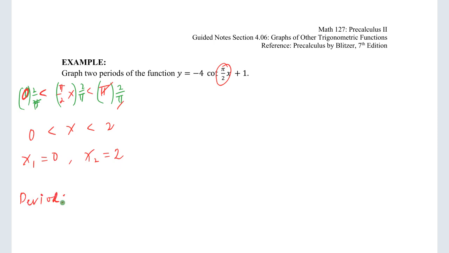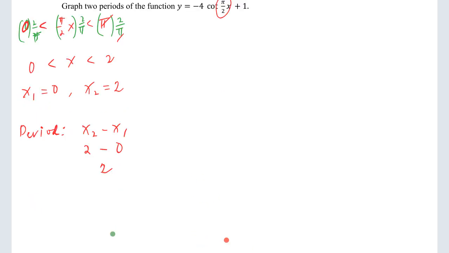The period is again x2 minus x1, and here we have 2 minus 0, which is simply 2. Next, we have to solve the increment, since we already have the period. The increment would be the period divided by 4, so that's 2 over 4, which is 1 half.